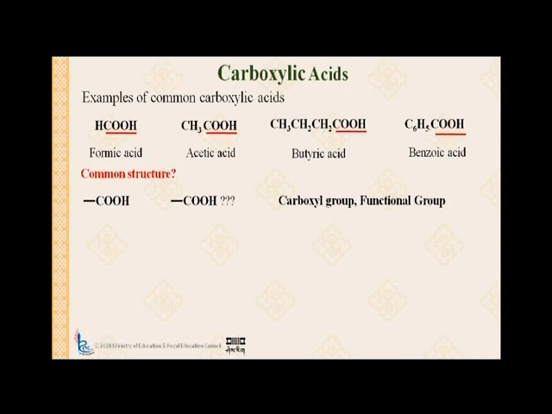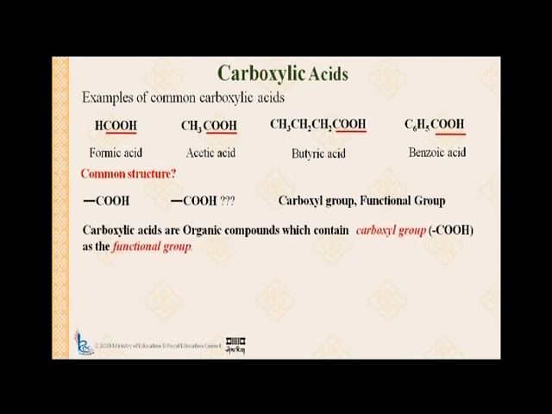Now you have all the information about what COOH is. So finally you need to come up with a definition. The definition of carboxylic acid says carboxylic acids are organic compounds which contain carboxyl group as the functional group. So if you look back at the examples, you see that all these carboxylic acids contain carboxyl group, and this carboxyl group acts as a functional group.